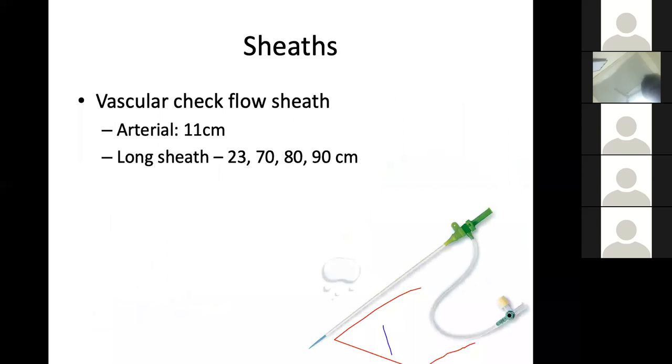Then we move on to the next essential item, which is known as a vascular check flow sheath. This is the technically correct name for this. This is a sheath, but this is a vascular sheath because we use it in the blood vessels, and it checks the flow because there is a valve over here. That is why it is known as a vascular check flow sheath. These sheaths are classically about 11 centimeters long. Anything longer than 11 centimeters.